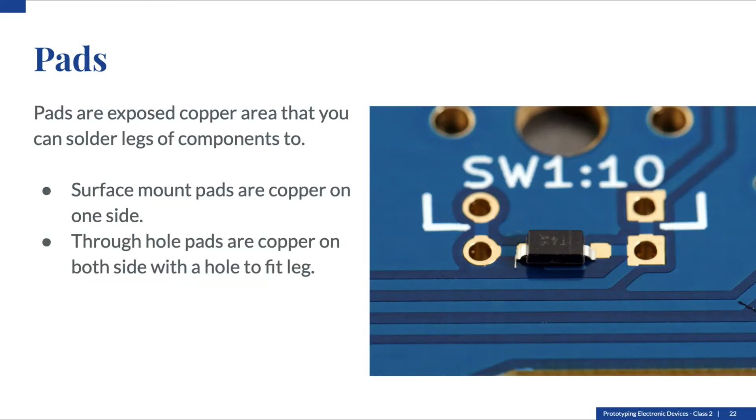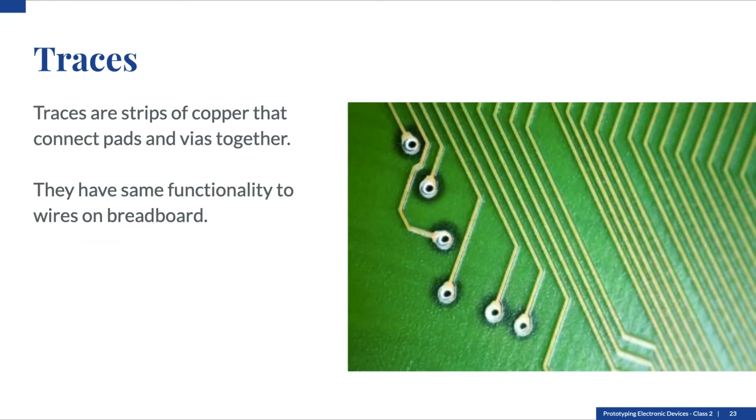Pads are exposed copper areas that you can solder legs of components to. Surface mount pads are copper on one side. Through-hole pads are copper on both sides with a hole to fit the leg. In this image, a diode is resting on 2 surface mount pads, and there are 2 through-hole pads on the sides. This type of design is compatible with both surface mount parts and through-hole parts, and either part will work on this PCB. Traces are strips of copper that connect pads and vias together.